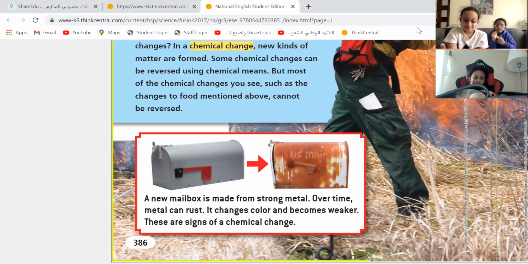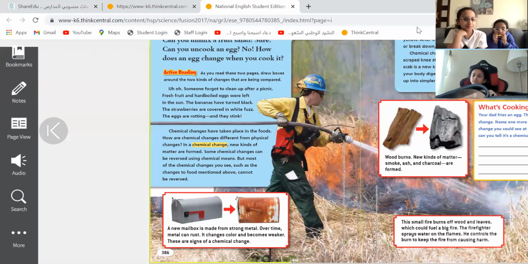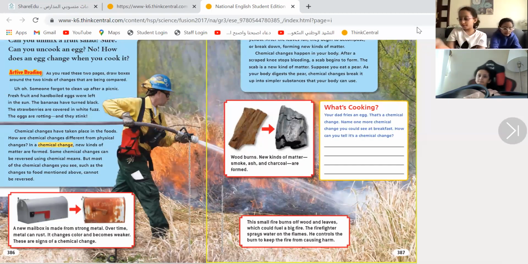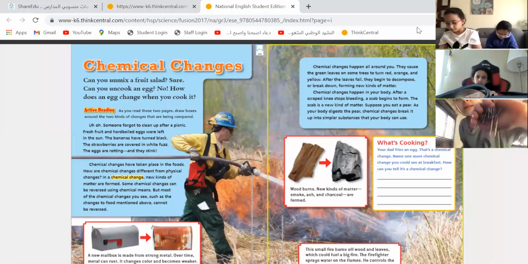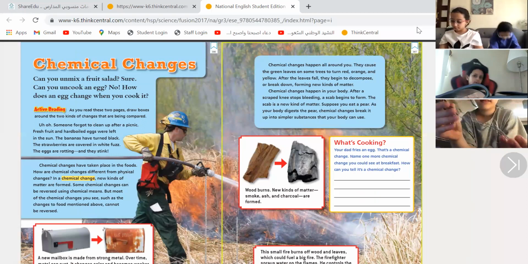So this is about rust, and we saw how things can be burned. We have a lot of chemical changes. Just like that, chemical changes can happen inside our body.